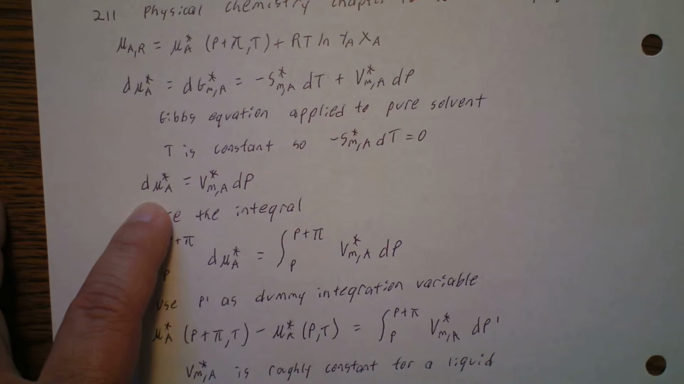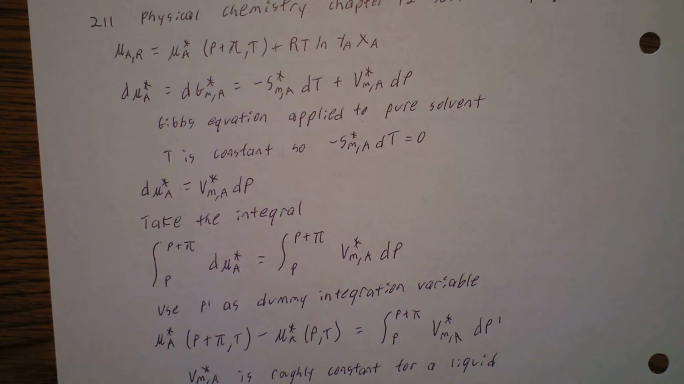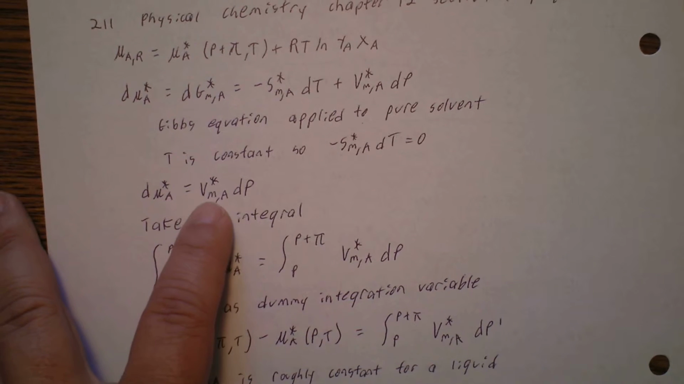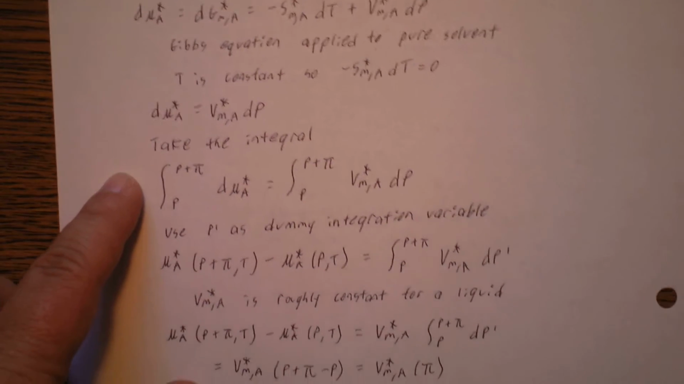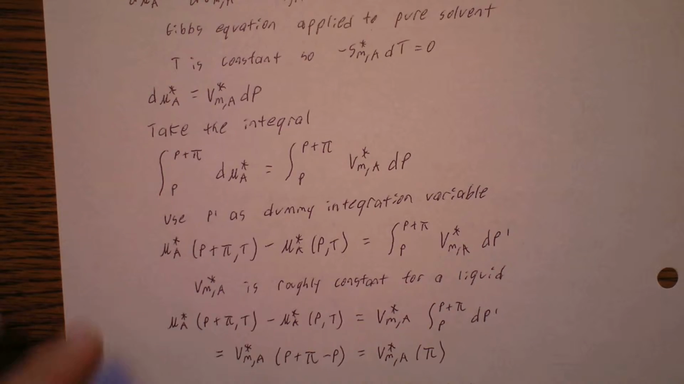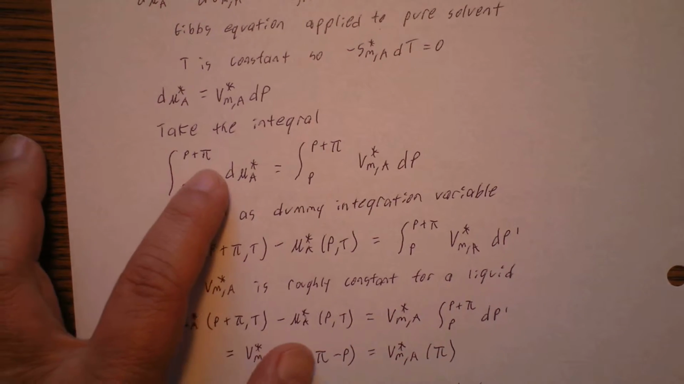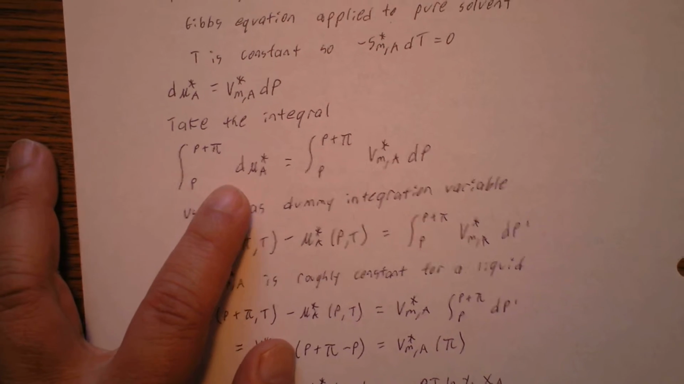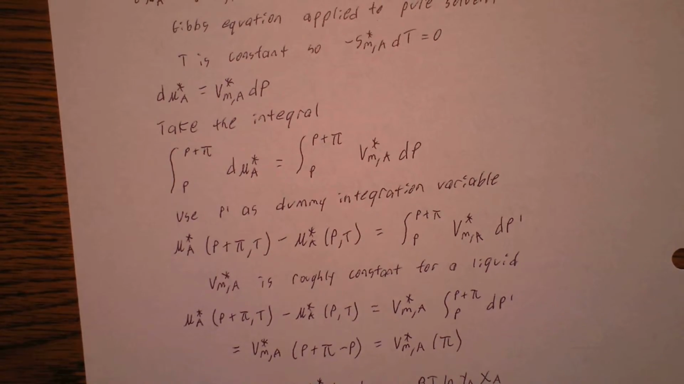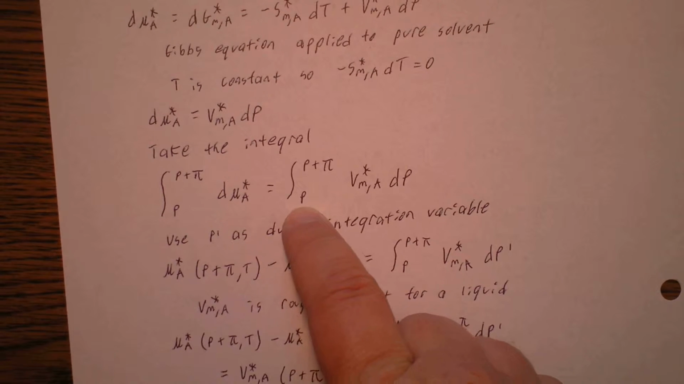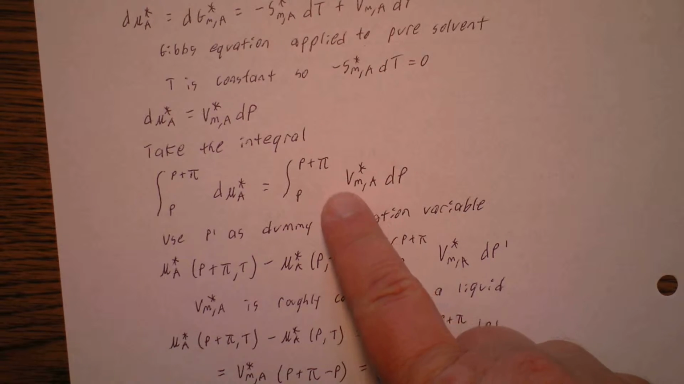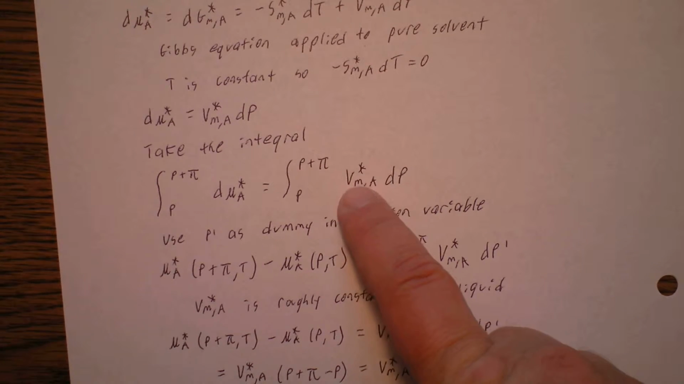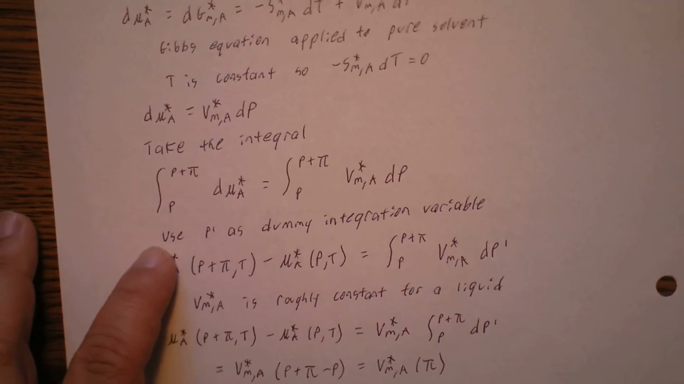So then we have the differential of the chemical potential of A in the pure state is just equal to the molar volume of substance A in the pure state times the differential of pressure. So we're going to take the integral of that from the original pressure to pressure plus the osmotic pressure, with the differential of chemical potential A star. So it's the integral from the original pressure to the final pressure, which is the original pressure plus the osmotic pressure, of the molar volume of substance A in the pure state times the differential of pressure.